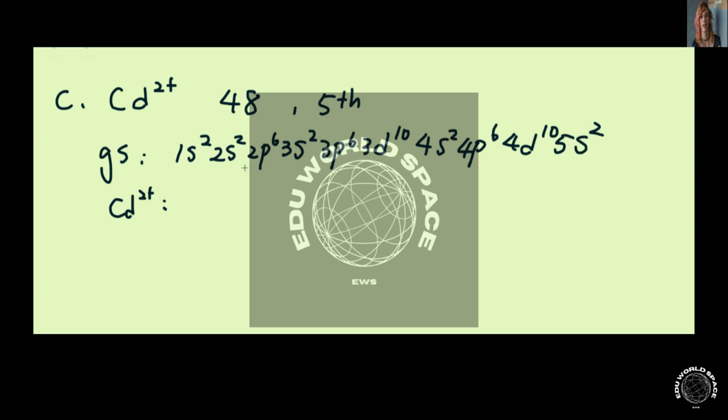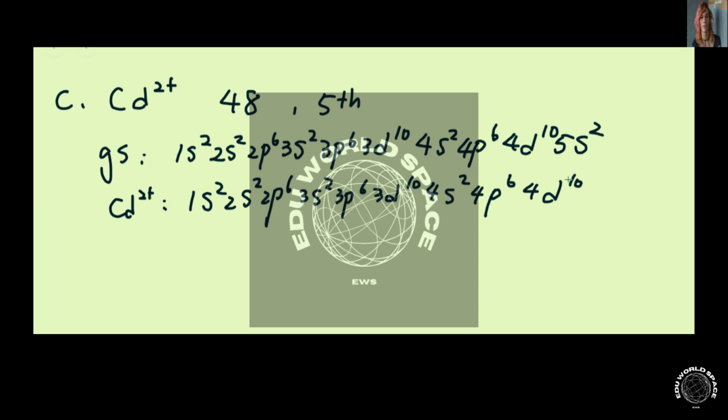So in order to get cadmium 2+, it will lose 2 of the valence electrons from the 5s orbital. So the electronic configuration will be 2s2, 2p6, 3s2, 3p6, 3d10, 4s2, 4p6, and 4d10. So the number of valence electrons in the d orbital is equal to 10.